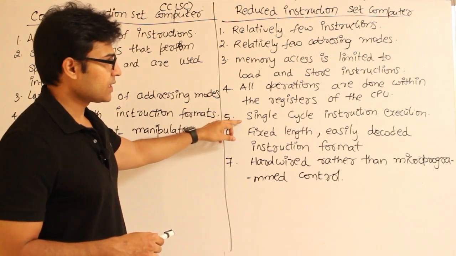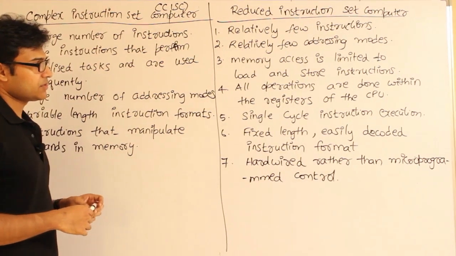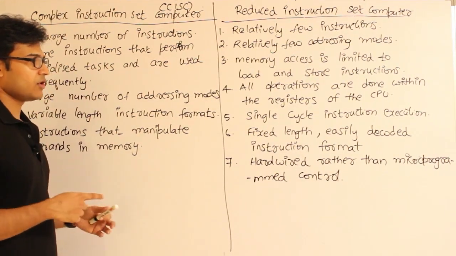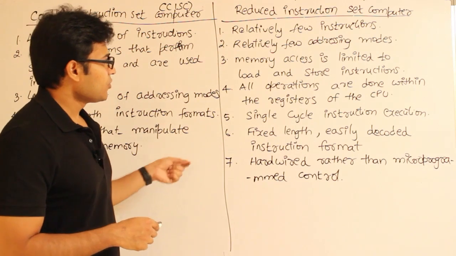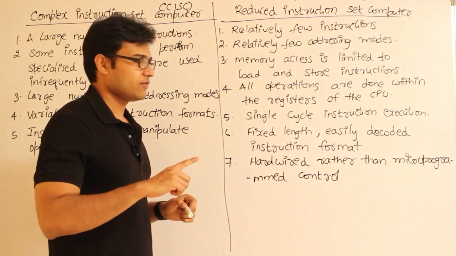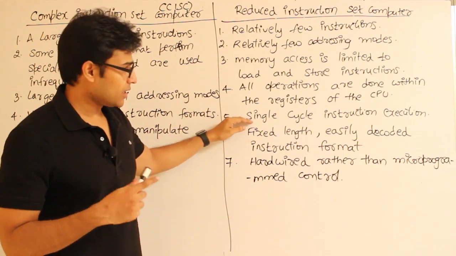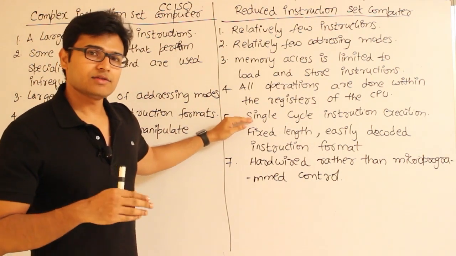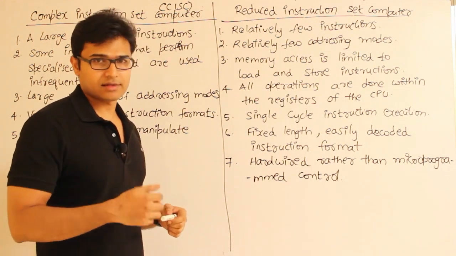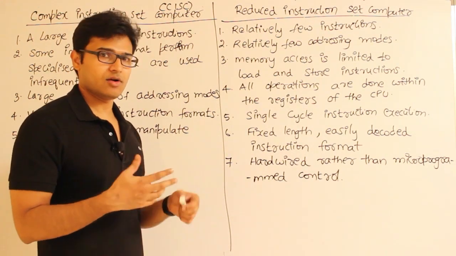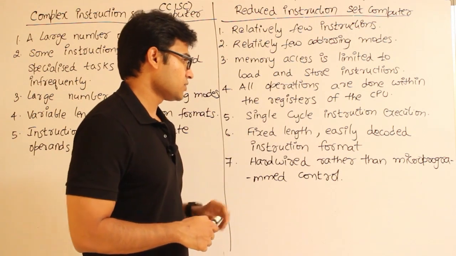And the next one is single cycle instruction execution. What it means is, sometimes some operations, depending on the type of operation, might take more than one cycle. Especially about this cycle time, we shall discuss it when we go to the topic of pipeline. For now, don't focus on that. I'll come back to it. Immediately after this topic, I'll take a small RISC computer with a limited instruction set, and we shall design it. Once we design it, I'll tell you what a cycle is and how it works. And the next one is fixed length, easily decoded instruction format.